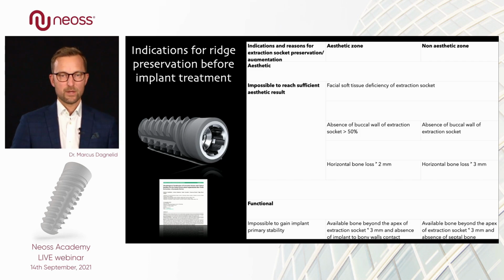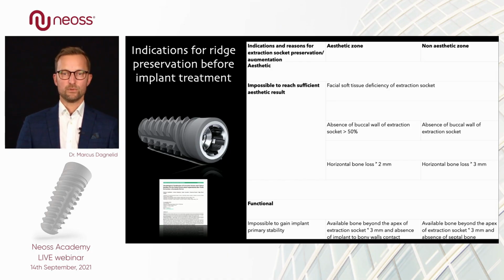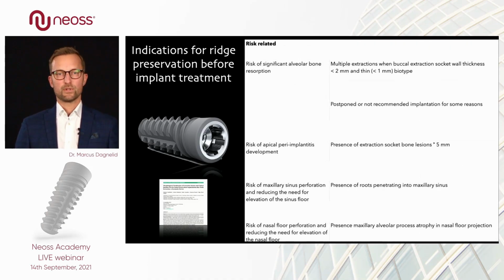So, like it says here, for example, in the functional area, if you cannot gain implant stability, or what we call primary stability, there's not enough bone beyond the apex of the extraction socket and the tooth, then it's not a good idea to place an implant. Then you're aiming to preserve bone and tissue before you do the implant treatment. And we can move on with different types of factors and situations, clinical situations, where you actually can perform ridge preservation.